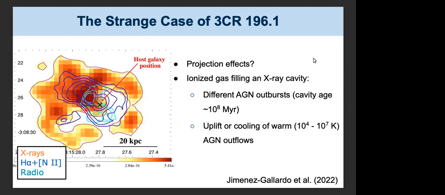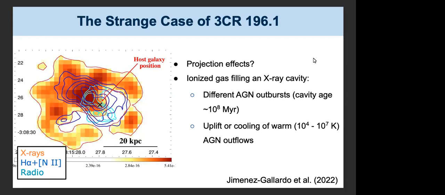So the ionized gas could in principle be surrounding the X-ray cavity. But if that was the case, we would be seeing ionized gas where its column density is the lowest. So that would be quite unlikely. And we believe that the most likely scenario is that the ionized gas is actually filling an X-ray cavity, which is the first case that has ever been reported in the literature to date.